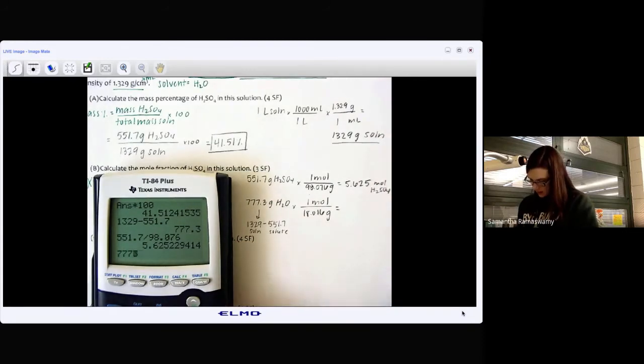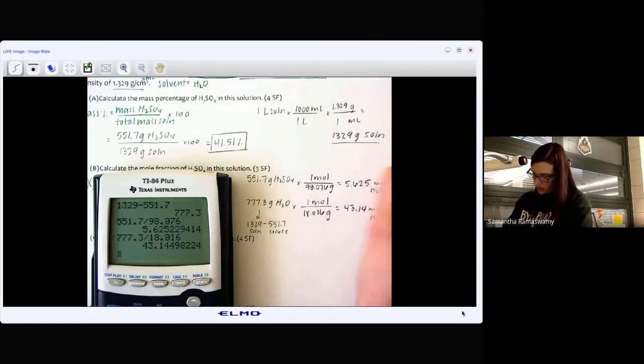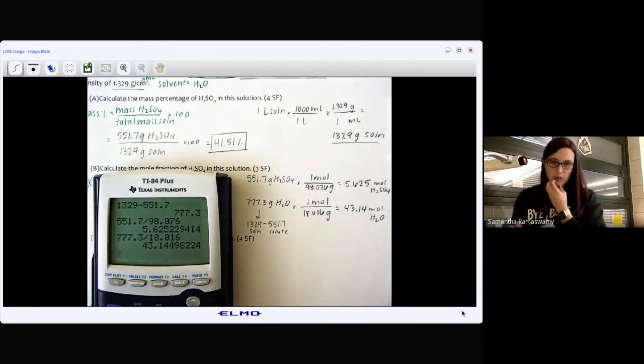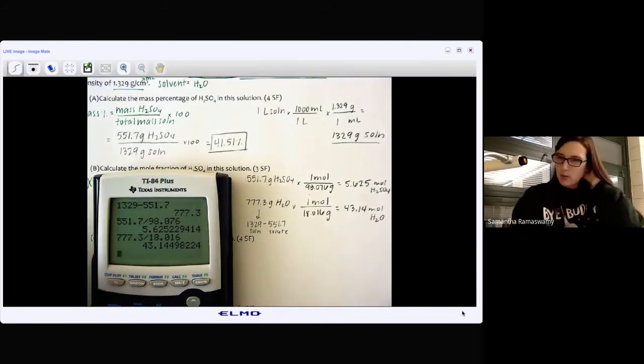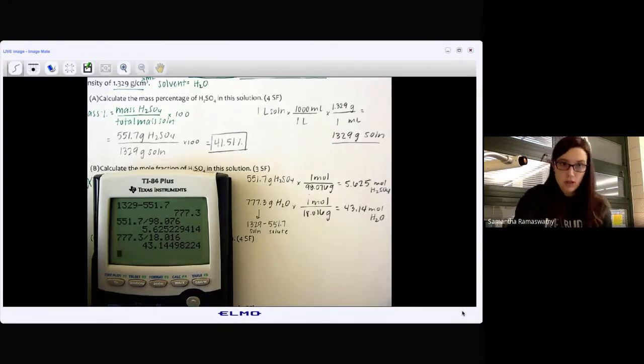And then 777.3 divided by 18.016, 43.14 moles of H2O. Now you look at this, you're like, well, does it make sense that I have so much more water? Well, yeah, H2O is the solvent. You always have more solvent than solute.